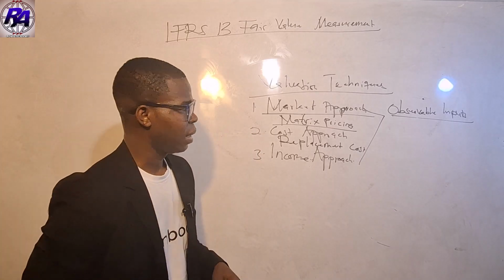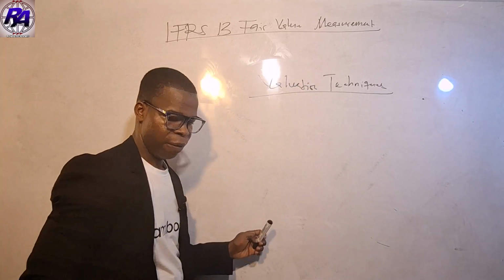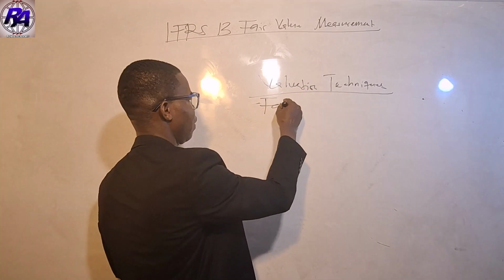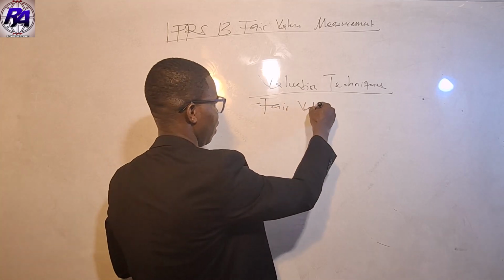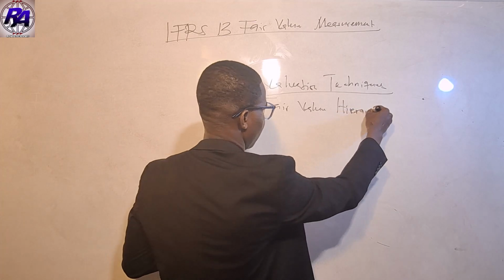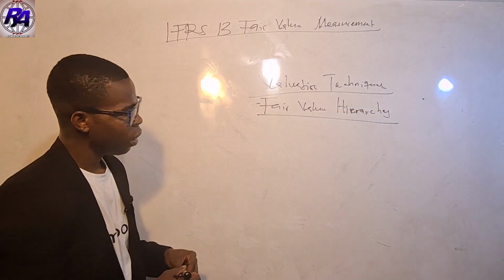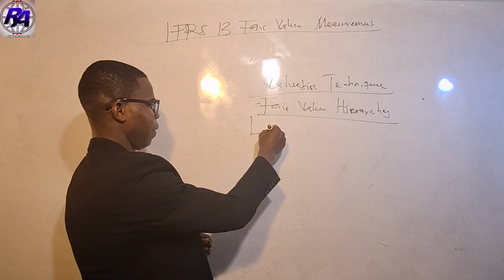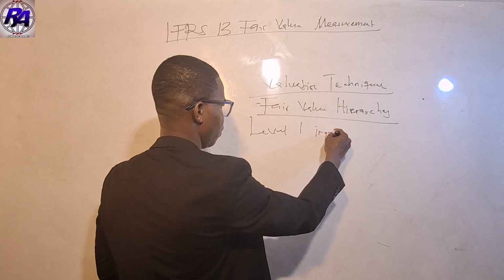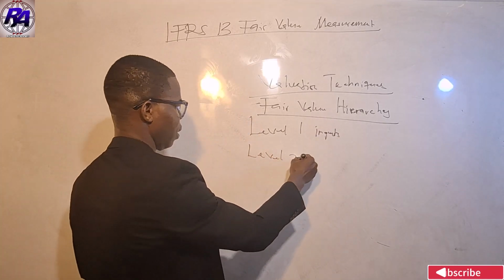Now let's look at these three levels of input. Three levels of input. So now we are looking at fair value hierarchy. Fair value hierarchy. Now, like I said, we have level one inputs. What goes into level one inputs? We have level two inputs.